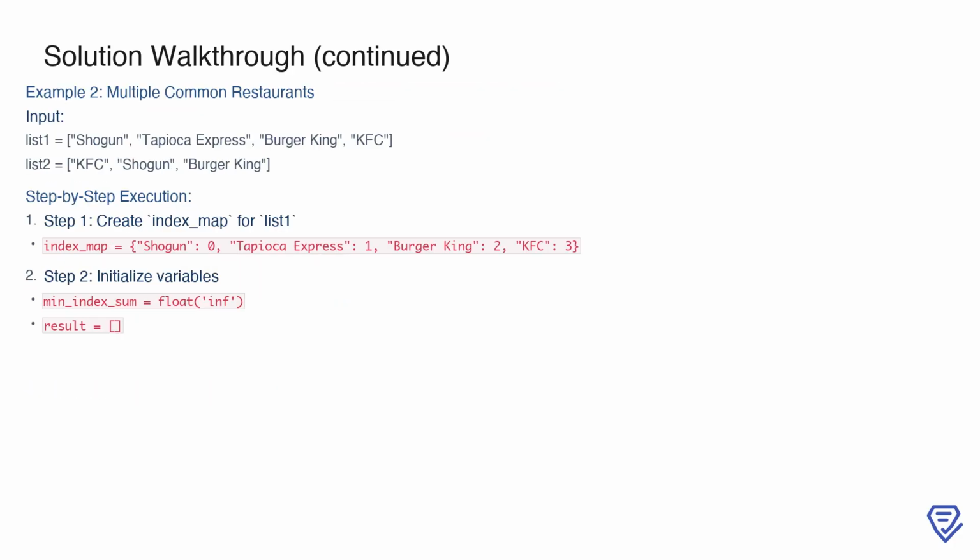In this example, we have multiple common restaurants between the two lists. As before, we first create the index_map for list 1, where each restaurant is mapped to its index. The resulting dictionary is the same as before. We then initialize min_index_sum to infinity and result to an empty list to store our findings. With these preparations, we can start processing list 2 to find the common restaurants and calculate their index sums.